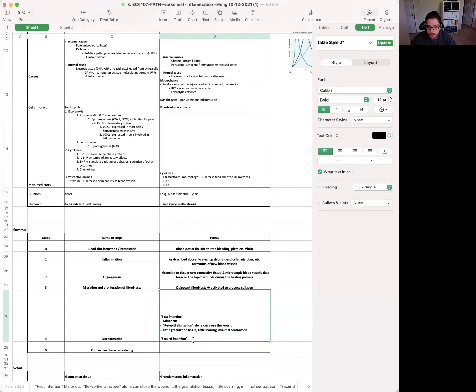So let's look at the difference here when we talk about second intention. This is a large wound or a burn. And what happens here is reepithelialization is not enough. So first intention cannot happen in this case because of the wound. So what has to happen instead of reepithelialization is connective tissue proliferation.